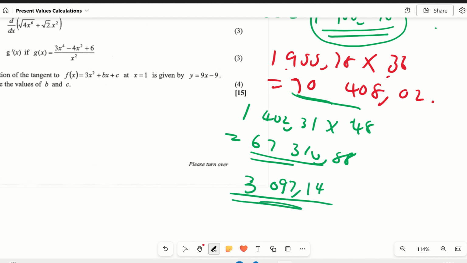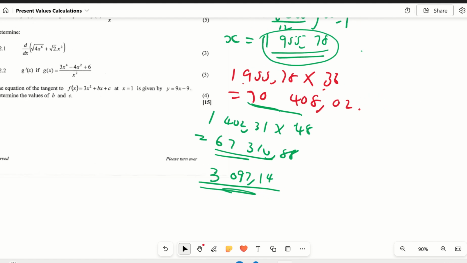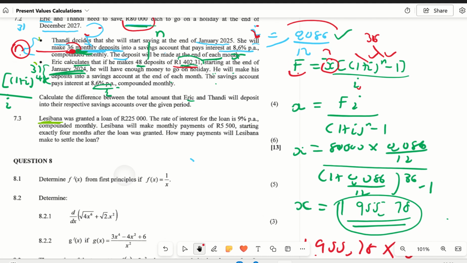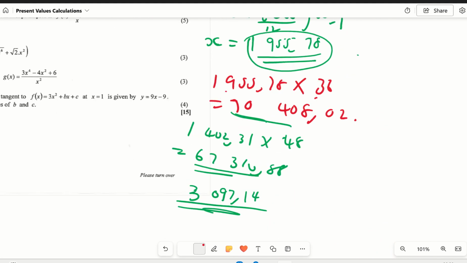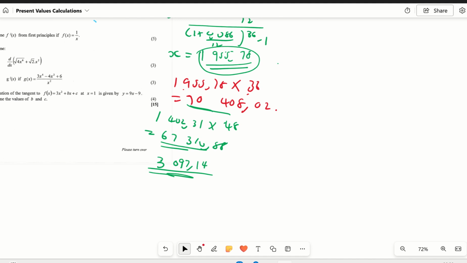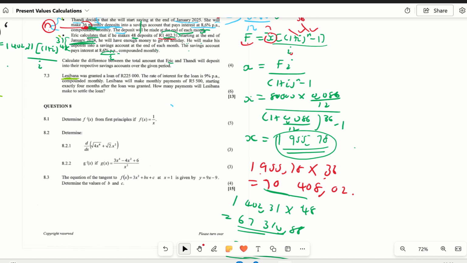Okay, so this is the difference. The reason why the examiner asked you to calculate the difference is that the examiner wants to show you Tandy's decision was wrong, because even though both of them will save to get 80,000 after whatever number of years, Tandy pays 3,000 rands more, 3,000 rands, 97 rands more. So you should rather take Eric's path. The reason why you're getting this question is to show you that Tandy made the wrong decision by taking that investment instead of taking Eric's investment. Does that make sense?